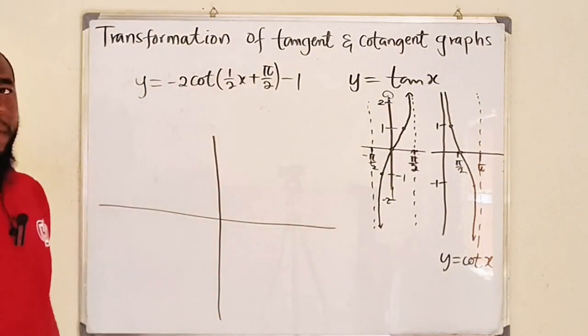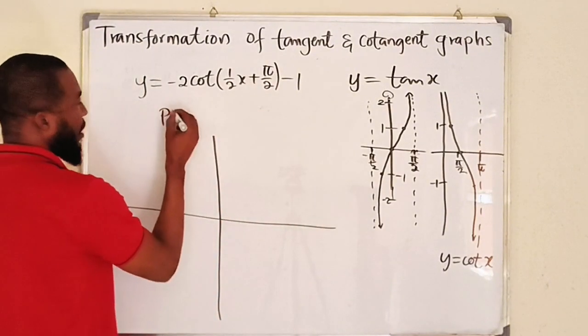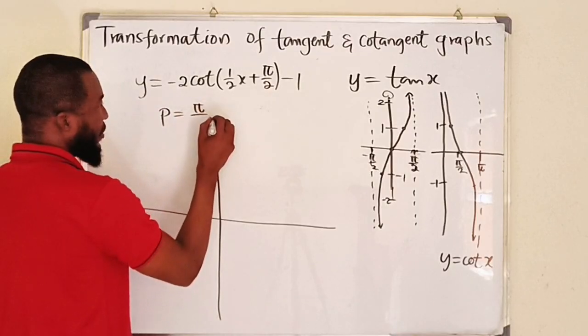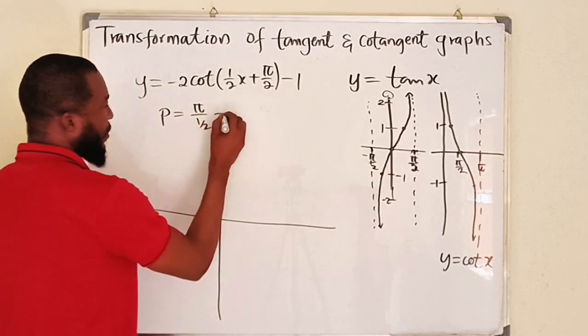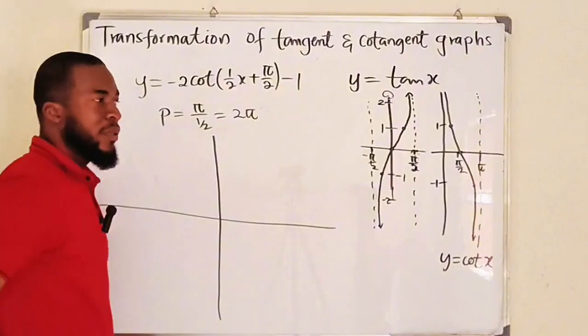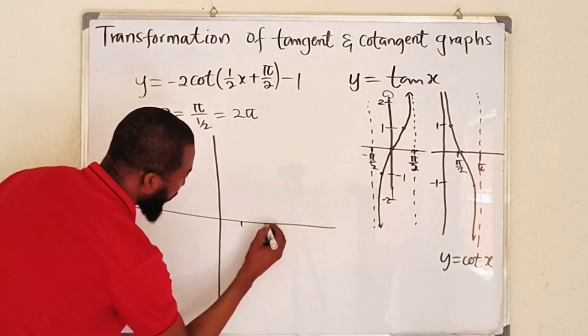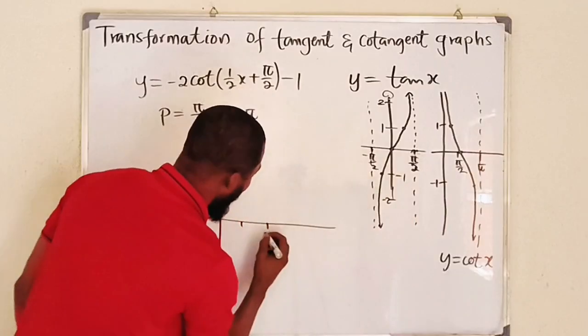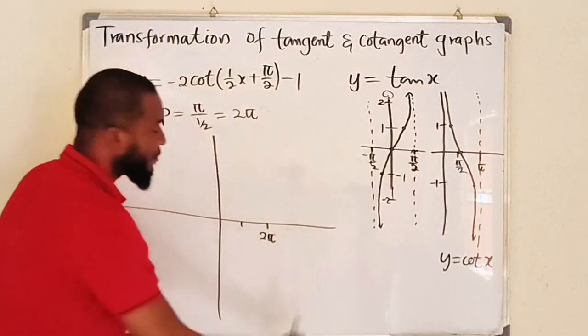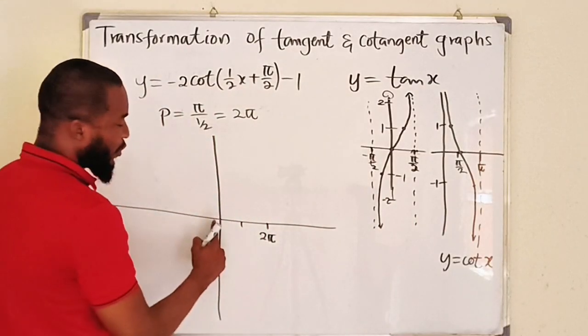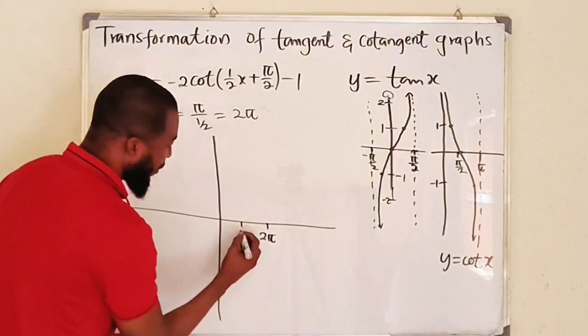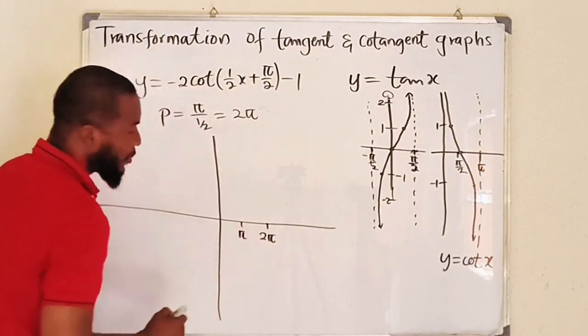Let's talk about the period first. P is pi divided by the coefficient of x, which is 1 over 2. This will give us 2 pi. The period is pi, right? So we have 1, 2. Then we used to have pi. It will now be 2 pi. So between origin and this, if you divide by 2, you have pi. This is now pi.